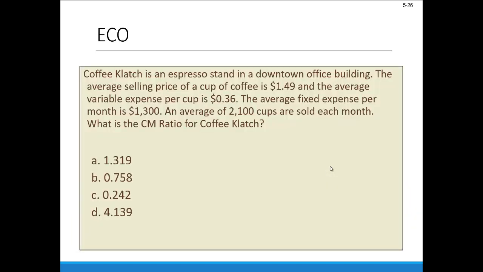So let's try one here. Coffee Klatch is an espresso stand in a downtown office building. Let's assume they're selling relatively cheap coffee here. Average selling price $1.49. The average variable expense per cup, so coffee beans, water, whatever, 36 cents. Average fixed expense per month, maybe rent, is $1,300. An average of 2,100 cups are sold each month. What's the CM ratio for Coffee Klatch? So work through that real quick. Pause this video here and then come back for the solution.